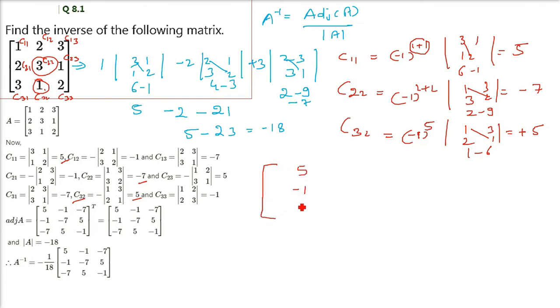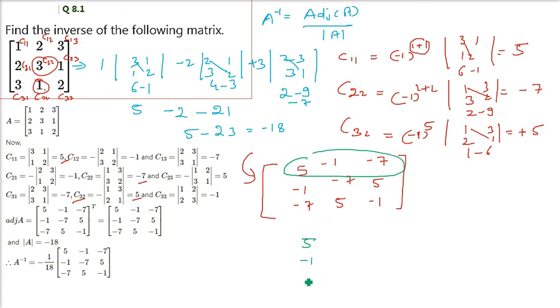So the final matrix will be something like this, which I am writing here. This is the final matrix. I just want you to recheck it. I want you to find each and every cofactor. Now this is the cofactor matrix. We will take the transpose of this matrix. Transpose is what? Row to column, column to row. So 5, negative 1, negative 7. This is minus 1, minus 7, and 5. This is going to be negative 7, 5, minus 1.